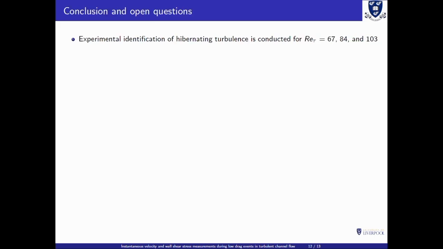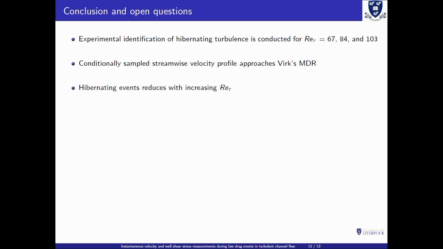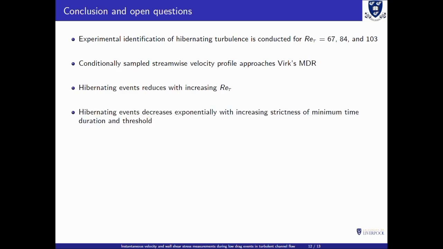So finally, the conclusion of this work is that we found experimental identification of hibernating turbulence for all these 3 Reynolds numbers, 67, 84, and 103. We see that the conditionally sampled streamwise velocity profile approaches the MDR. And we see that the hibernating events reduce with increasing Reynolds number. We also see that we can change the criteria for hibernation to further increase or decrease the number of hibernating events, changing both minimum time duration and threshold.